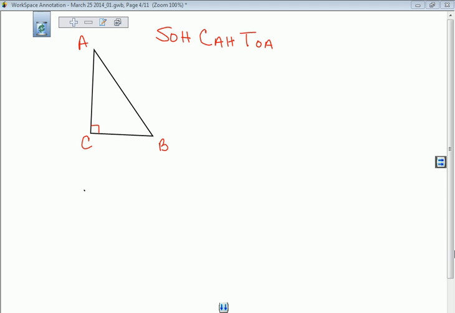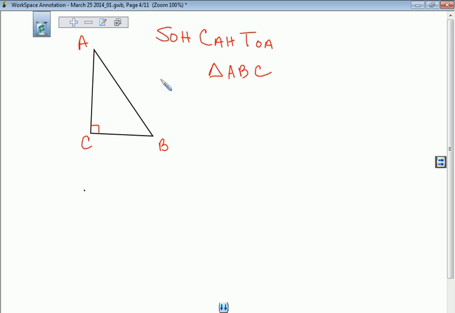All right. So, I need to talk a little bit about naming triangles. What would the name of this triangle be? Triangle ABC? That would be a good name. Okay, this is triangle ABC, and angle C is the right angle. So A and B are our acute angles.